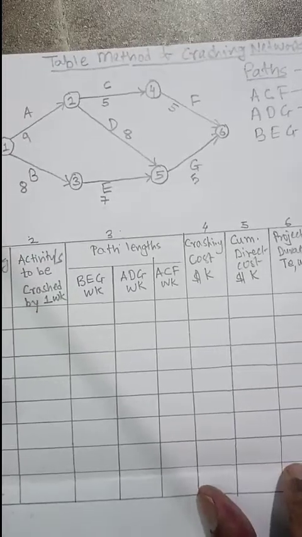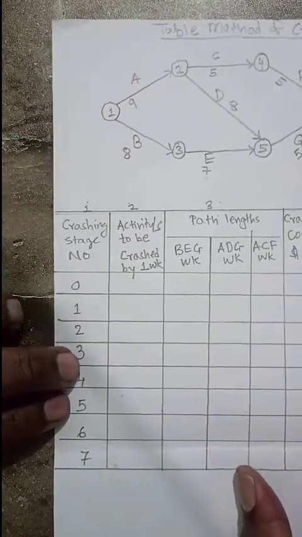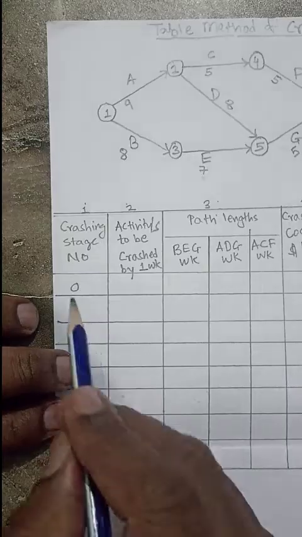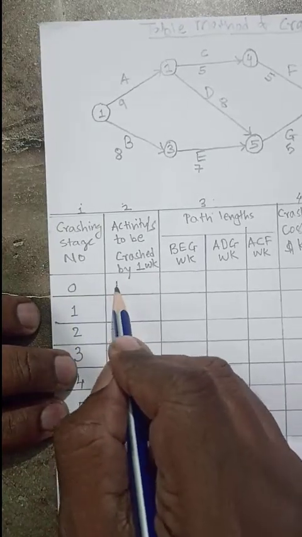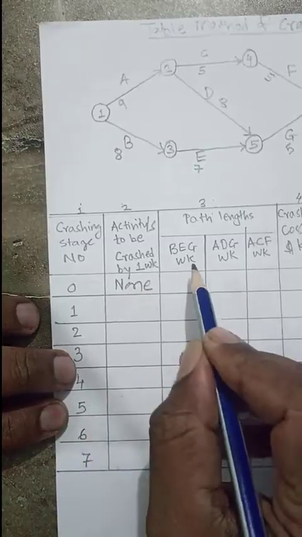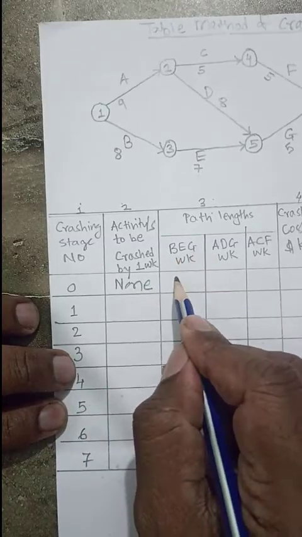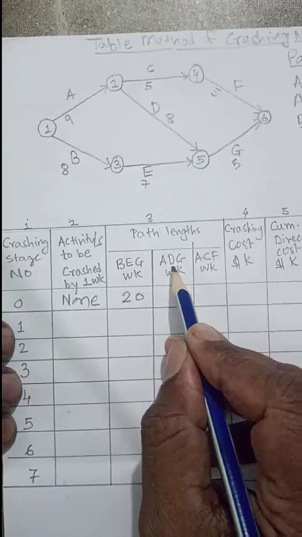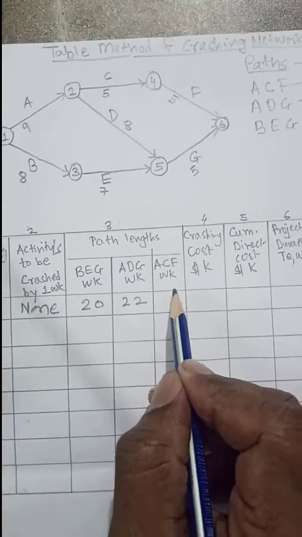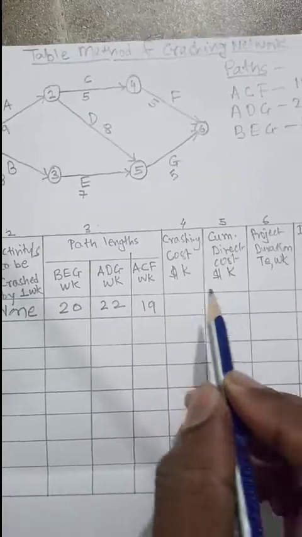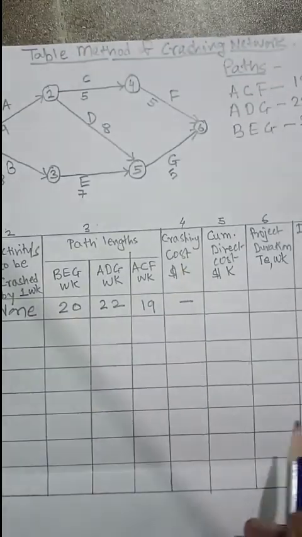So let me just start with the first row entry. Currently I am not crashing anything. The first stage is not crashed, so no activity is crashed. BEG is 20 weeks. ADG is 22 weeks. ACF is 19 weeks. Crashing cost is not applicable.